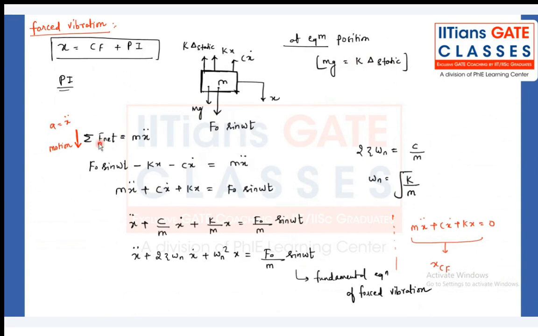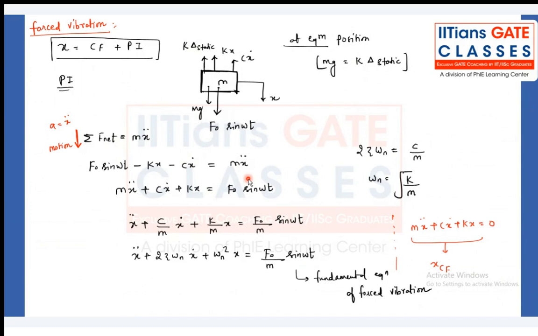Further, after displacement, the net force is equal to m x double dot. In the direction of displacement or motion, the total net force is F naught sine omega t, which acts in the direction of displacement, minus kx minus c x dot, equal to m x double dot. So m x double dot plus c x dot plus kx equals F naught sine omega t. Dividing by m: x double dot plus c by m x dot plus k by m x equals F naught by m sine omega t.